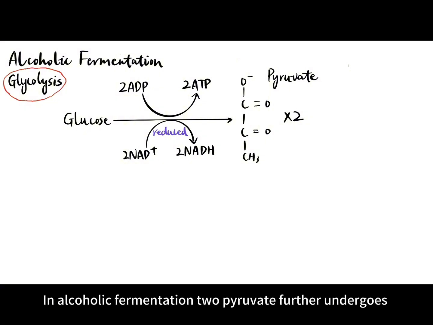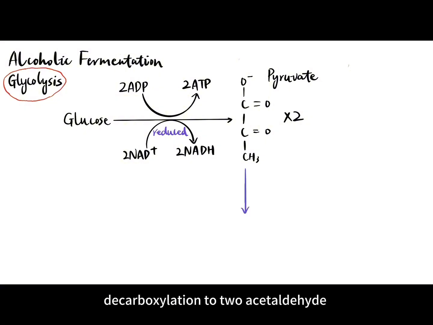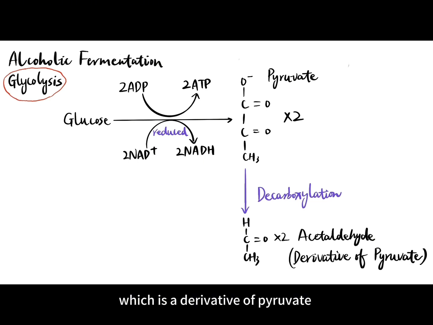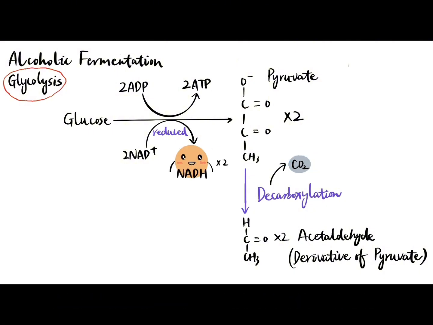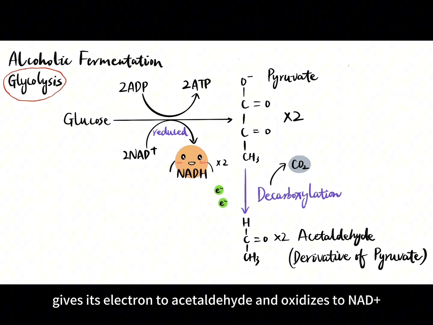In alcoholic fermentation, two pyruvates further undergo decarboxylation to two acetaldehyde, which is a derivative of pyruvate. CO2 is released during this reaction. This derivative can be the electron acceptor of NADH. So NADH gives its electrons to acetaldehyde and oxidizes to NAD+.